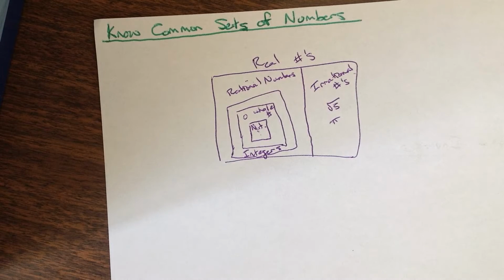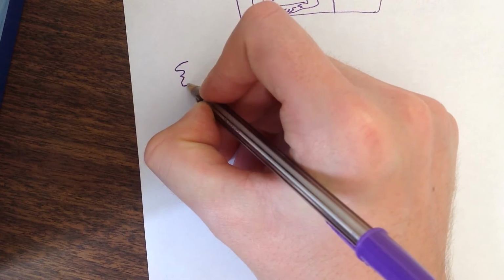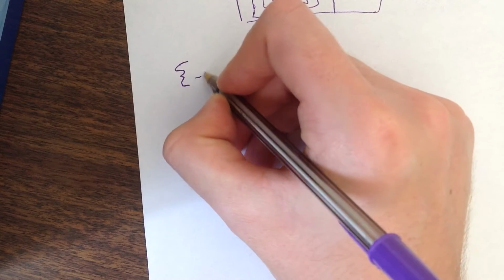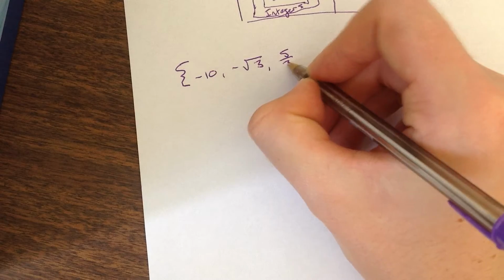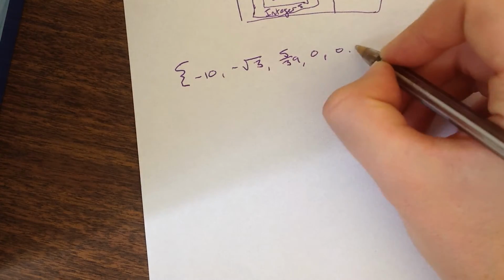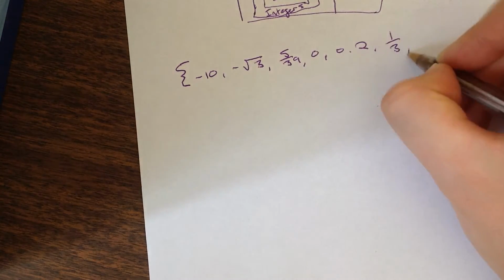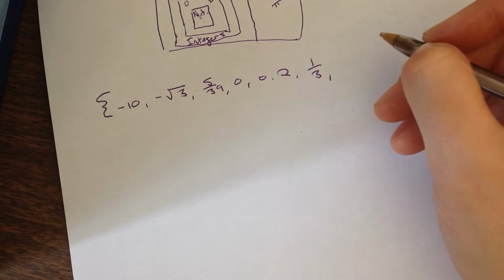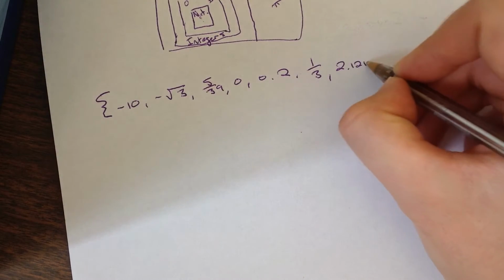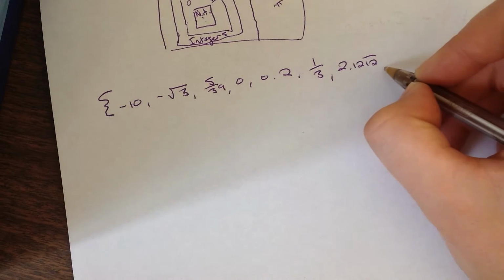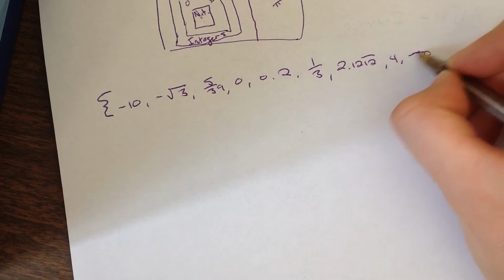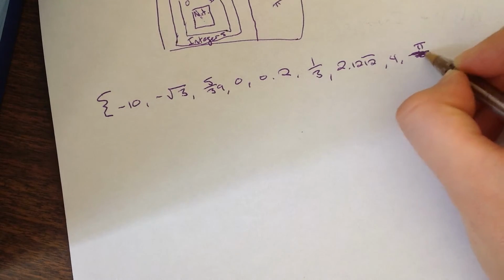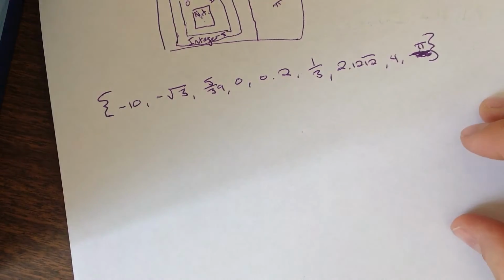So, given that we are given a list of numbers, we can classify what each type are. Say for example we're given -10, negative square root of 3, 5/39, 0, 0.2, 1/3, 2.1212 repeating, 4, and pi. So there's our set of numbers.